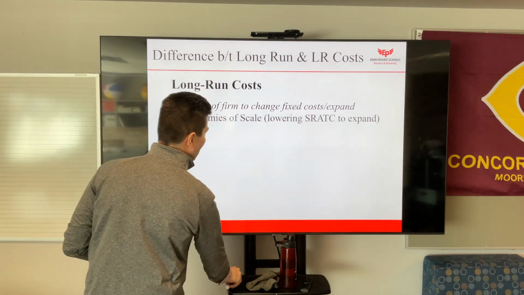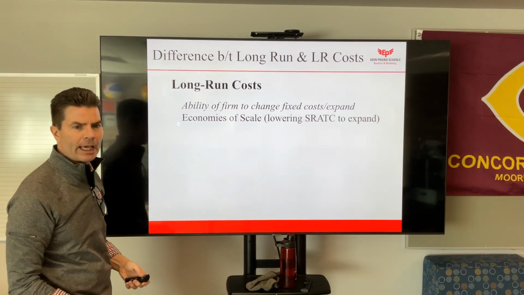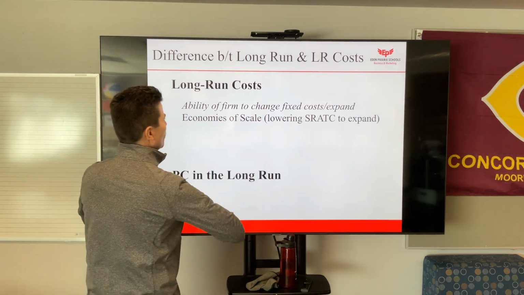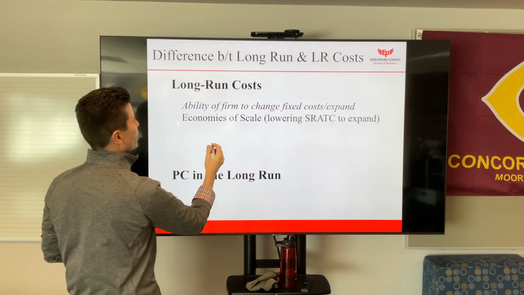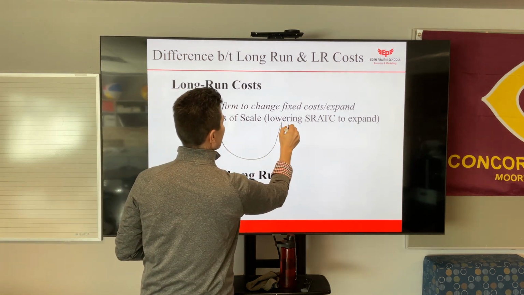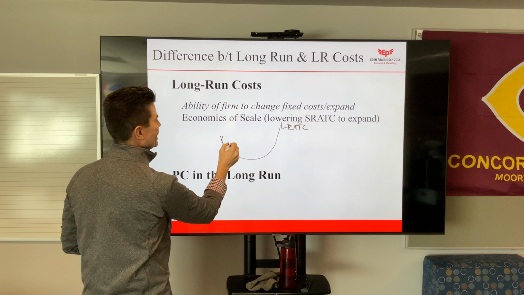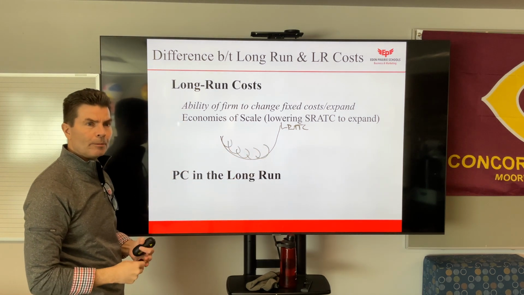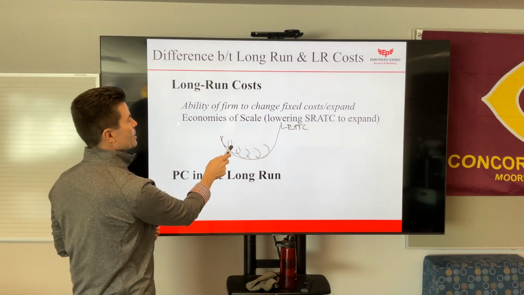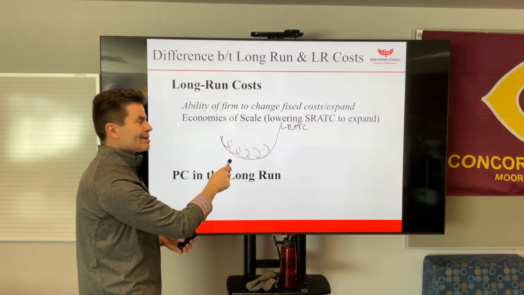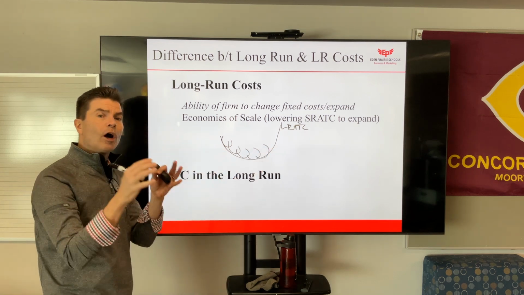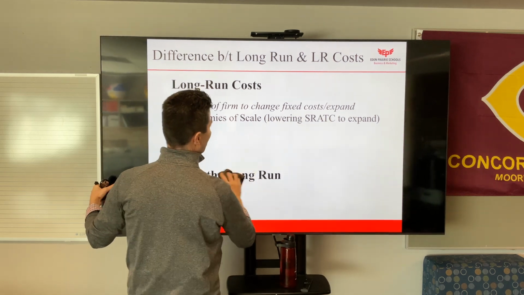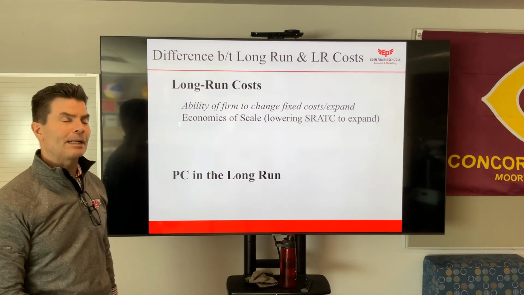That's when we talked about economies of scale, diseconomies of scale, things of that nature. If I show you what long-run costs look like, it just looks like this. This is an LRATC, and each of these represents the short-run average total cost curve for a business to be able to produce. Each of these represents that I've increased my fixed costs because I've been able to expand. That's long-run costs.